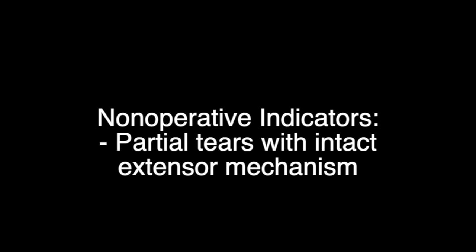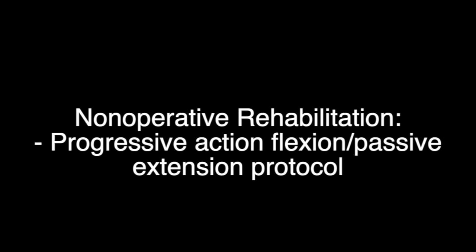There are two kinds of treatment for this injury. The first treatment type is non-operative, meaning you will not go into surgery. The indicator that non-operative treatment is needed is in partial tears with the intact extensor mechanism. The knee will be mobilized in a hinged knee brace locked in extension for 6 weeks with weight bearing. The rehabilitation is progressive active flexion / passive extension protocol.